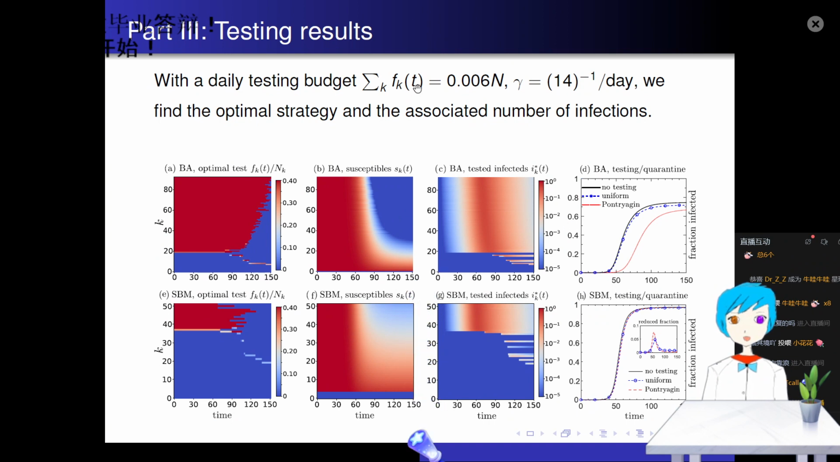So here are the results. Under this testing budget and this recovery rate, we found that for the two different social networks, the strategy is to test those with the highest degrees at the beginning. But as time evolves, when those people are almost all infected, then we turn to people with smaller degrees. By doing so, we can effectively control early time infections in both networks, as shown in the red curve. Here, the black curve means we are doing nothing, we are not testing anyone, and the blue dashed curve means that we are doing a uniform strategy, giving equal priority to people with different degrees. Our optimal strategy can effectively reduce early time infections.